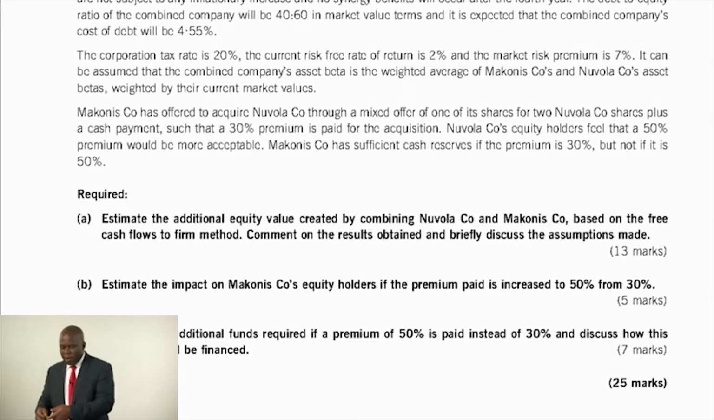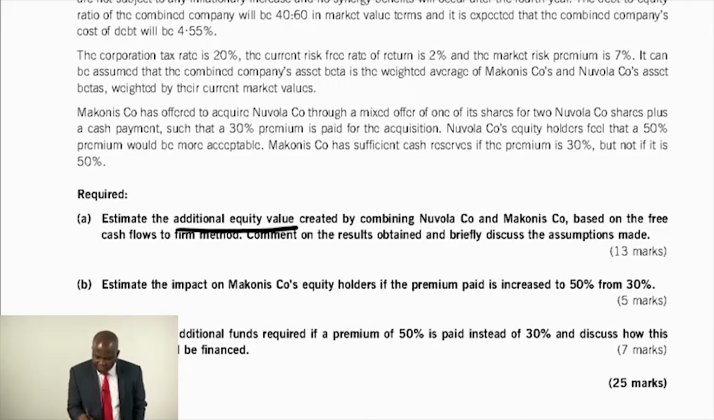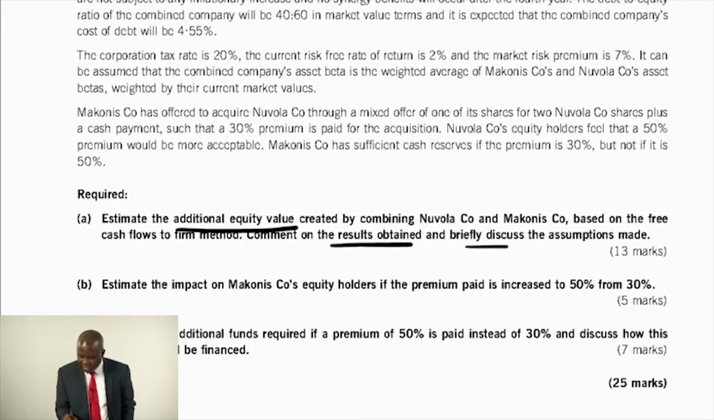13 marks. How many questions do we see here? I see 3 questions within that requirement A. You have to come out with the additional equity value created using the free cash flow methodology, and then you have to comment on your results, and thereafter you would have to discuss the assumptions that you have made. So first you would have to dissect the question, divide the question into sections so that you will be able to answer all of them. Okay, so that is the A.